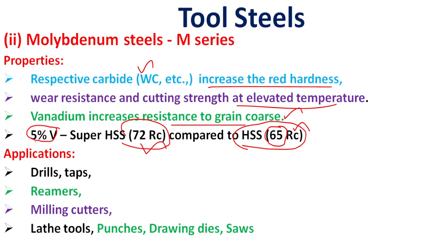The applications of the molybdenum tools are drills, taps, reamers, milling cutters, lathe tools, punches, drawing dies and saws. These are the properties of molybdenum steel.